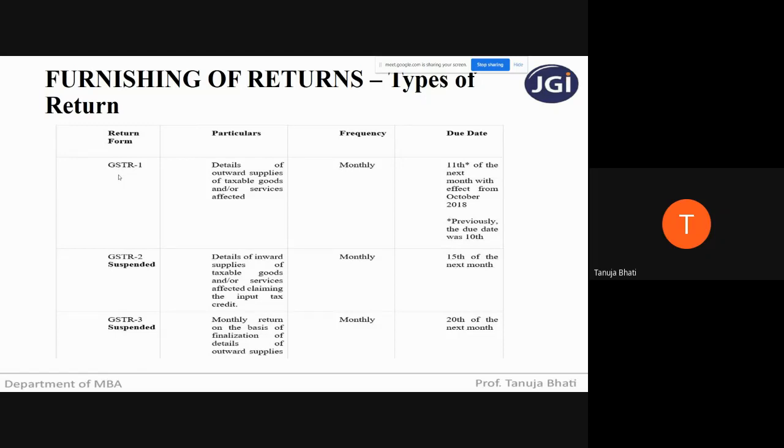So suppose if I have to file May month's GSTR1, can anyone tell me, up to which date can I file the return? For the month of May, if I want to file GSTR1, up to which date can I file the return? Yes, students? June month. Up to?